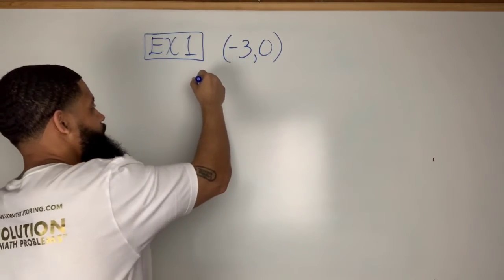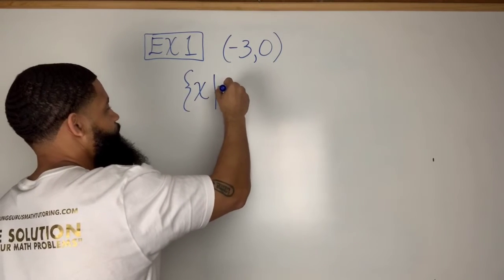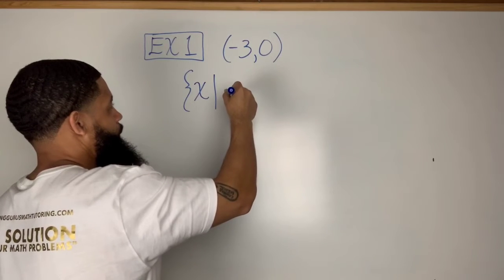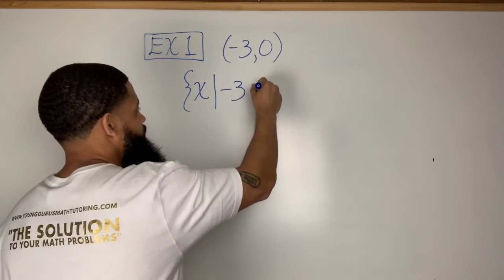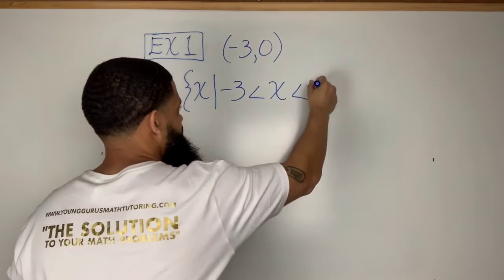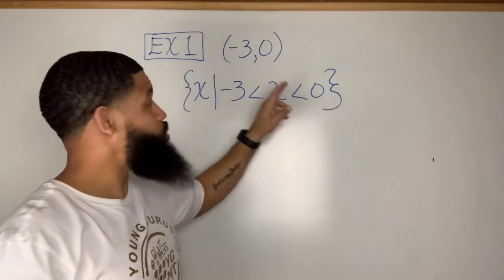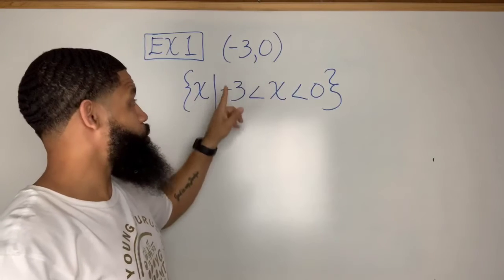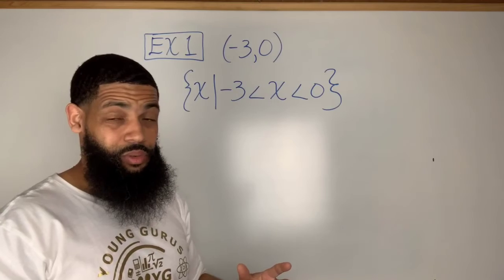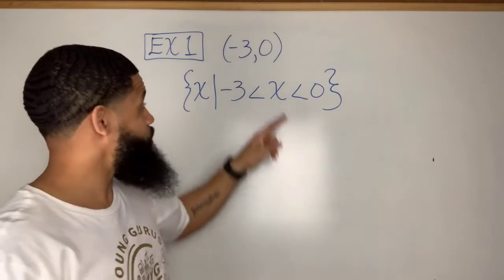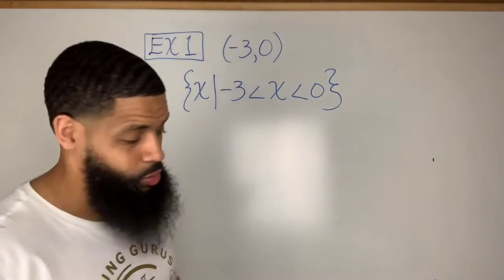Now I can write it like this. I can say the set of all x such that -3 is less than x, which is less than 0. So x is between -3 and 0. Notice this is an open interval, so -3 is not included in my solution, and 0 is not included in my solution. Very, very important. It's parentheses, so it's an open interval. So -3 and 0 are not included in my solution.